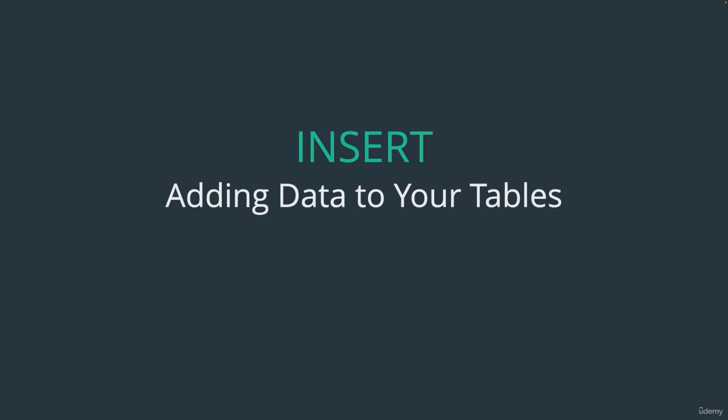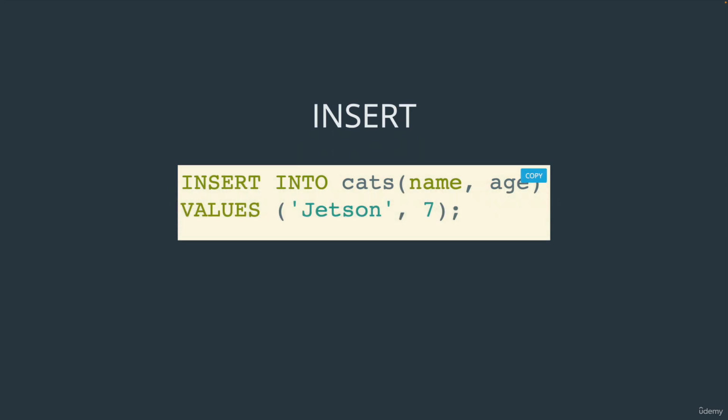So we can create these tables that are completely empty, waiting for us to put data inside of them. Now let's talk about how we do that. How do we insert data? Well, the answer is we use an insert statement. It looks like this. We use the keyword insert and then into a table name. So for inserting into the cats table, insert into cats.